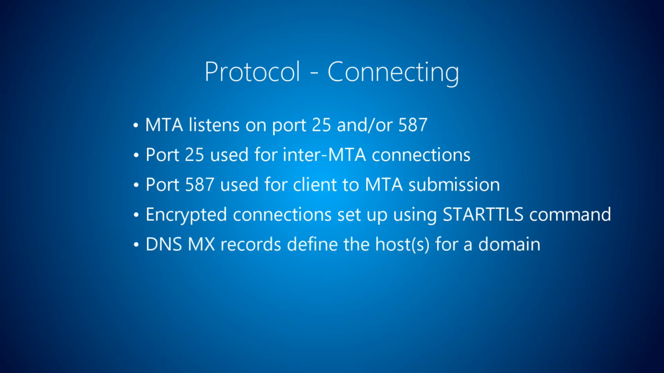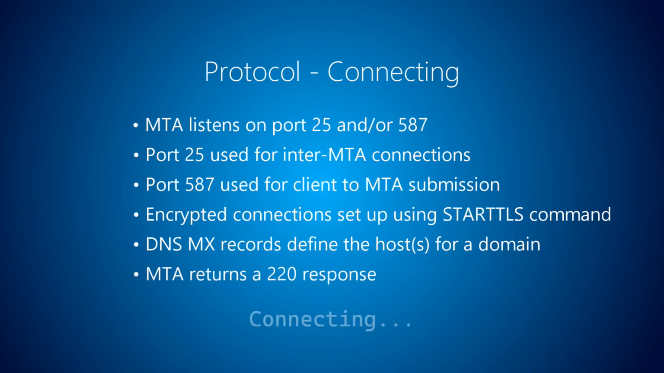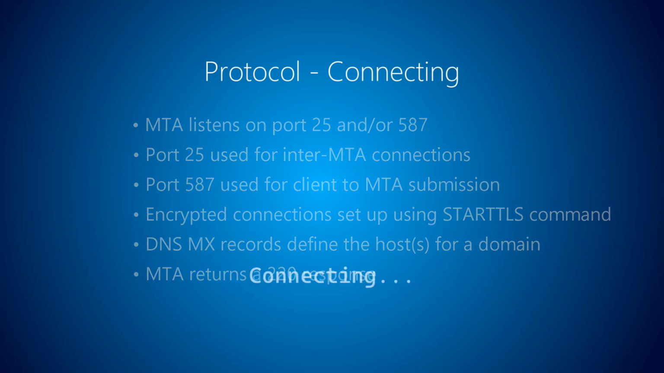SMTP MTAs use DNS entries called MX or mail exchanger records to determine which MTA to connect to for each recipient's domain. When a client connects, the MTA will return a response code of 220 followed by a greeting that typically identifies the implementation of the MTA. Once connected, the client starts sending protocol commands.